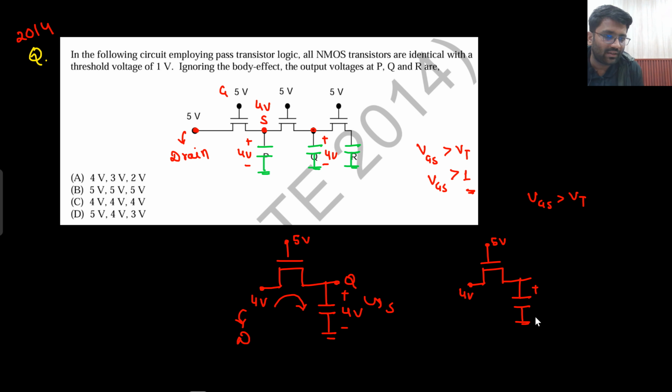So he is allowing till 4 volt. So 4 volt is also allowed. That means what will be the steady state value? At P, Q, R, the steady state potentials are 4 volt, 4 volt and 4 volt. That's it. Is that understandable to you?